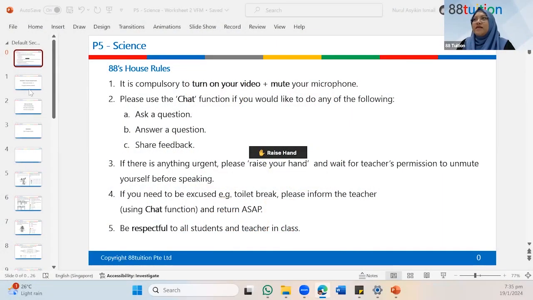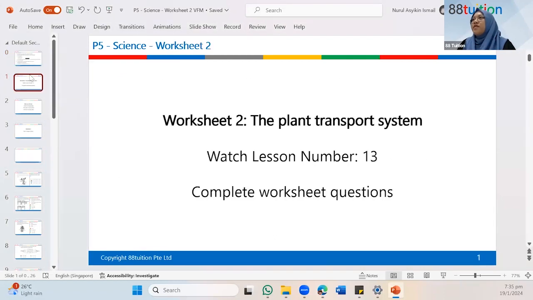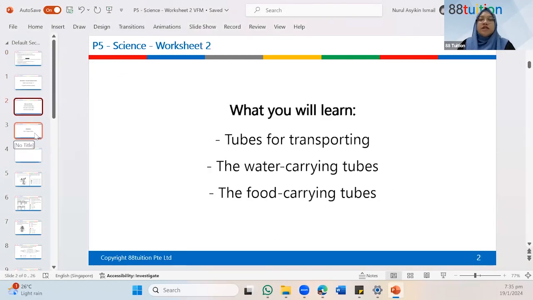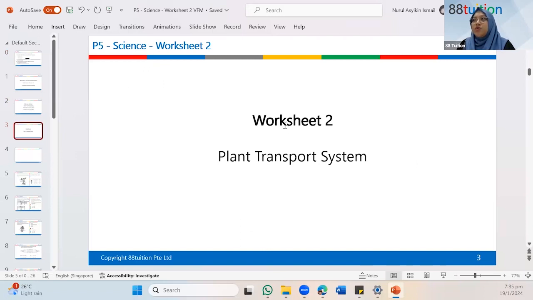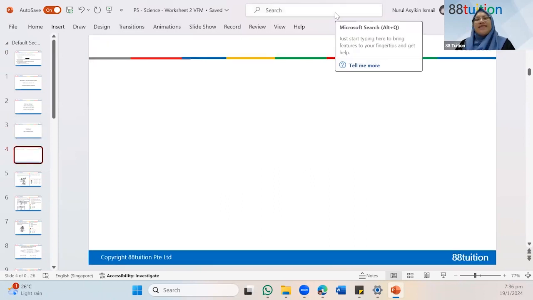So that's the basic rules that you must follow. Okay, so let's go to the actual questions now. Oh, before that, sorry, I told you that I want to summarize a bit about the plant transport system. Even though all of you mostly covered the chapter in school, which is very good, I just want to summarize again, to recap a bit before we start the questions.